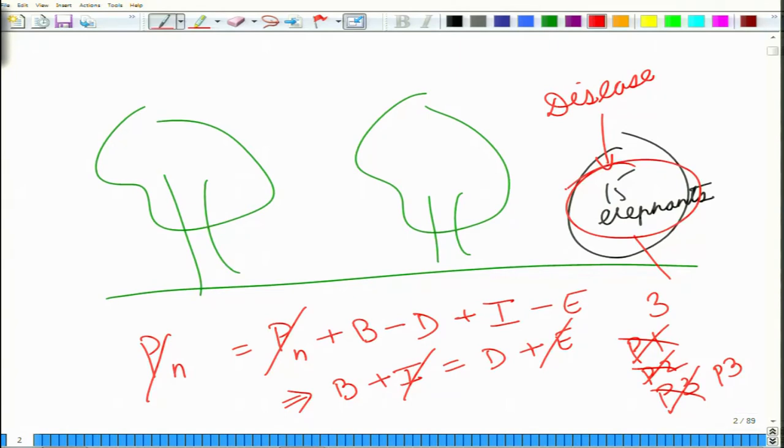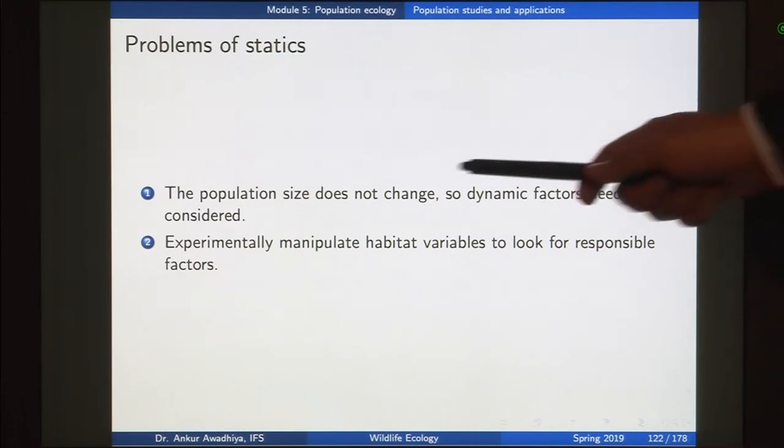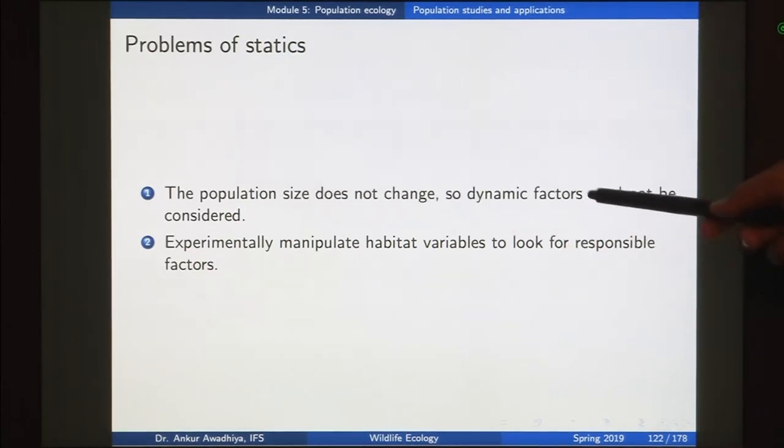So again, in the case of a static problem, the population size is not changing, so dynamic factors do not have to be considered. So you are saying that Pn plus 1 is equal to Pn, or essentially births minus deaths plus immigration minus emigration is equal to 0.